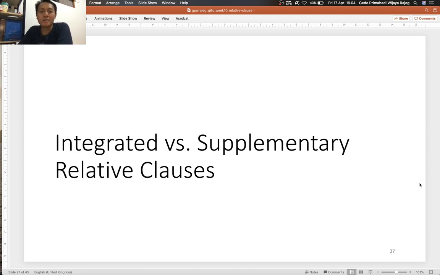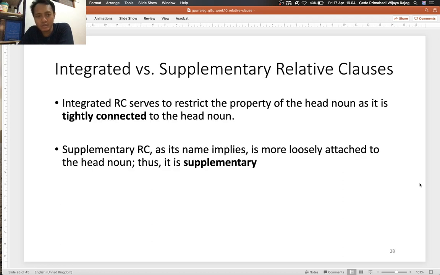Okay, now we come to the integrated versus supplementary relative clauses. What does it mean? Integrated versus supplementary relative clauses generally refer to the function, what they do in relation to the meaning of the noun that they modify. So integrated, as its name suggests, serves to restrict the property, the feature of the head noun, as it is tightly connected to the head noun. So the clause that is indicating the feature property of the noun is integrated tightly to the head noun, strongly associated with the head noun.